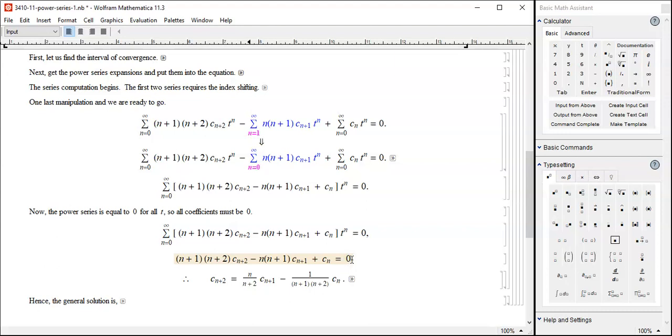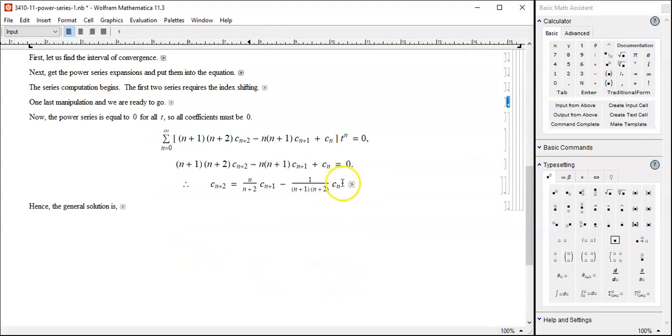Solving for C n plus 2, flip these to the other side and divide by n plus 1 times n plus 2. This is what we get. All right, and then you can find the general solution starting from C0 and C1. So n equal to 0, you're going to get C0 and C1 will give me C2. And then C1 and C2 will give me C3, and so on.